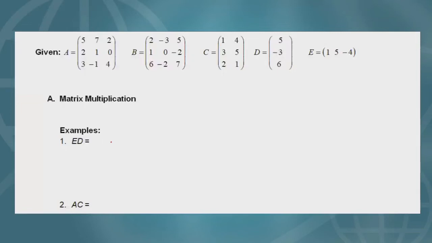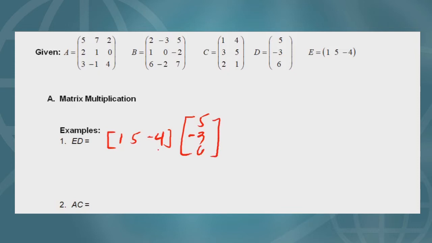Matrix multiplication. Let us multiply matrix E to matrix D. We have the following given matrices above. We have A, B, C, D, and E. Let's copy matrix E given by a 1 by 3 matrix: 1, 5, negative 4, multiplied by matrix D given by a 3 by 1 matrix: 5, negative 3, then 6.